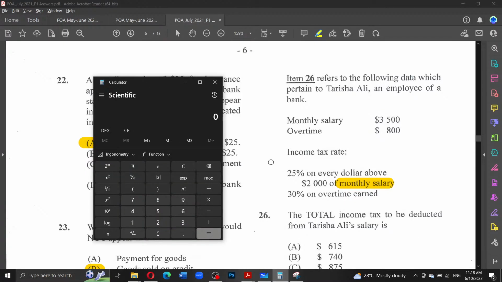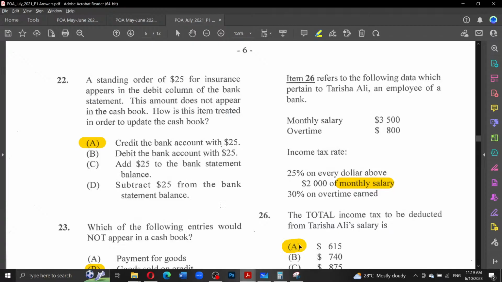So we find 25% of anything above 2,000, which is going to be 1,500, plus 800 times 30%, and therefore the income tax amount is going to be 615.